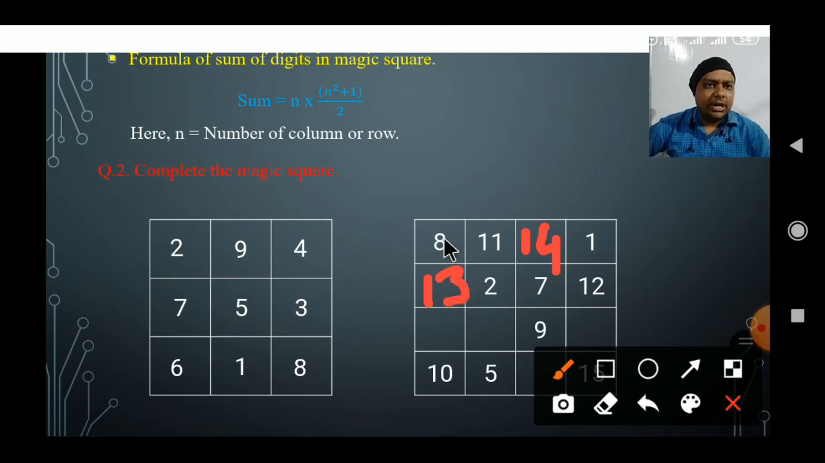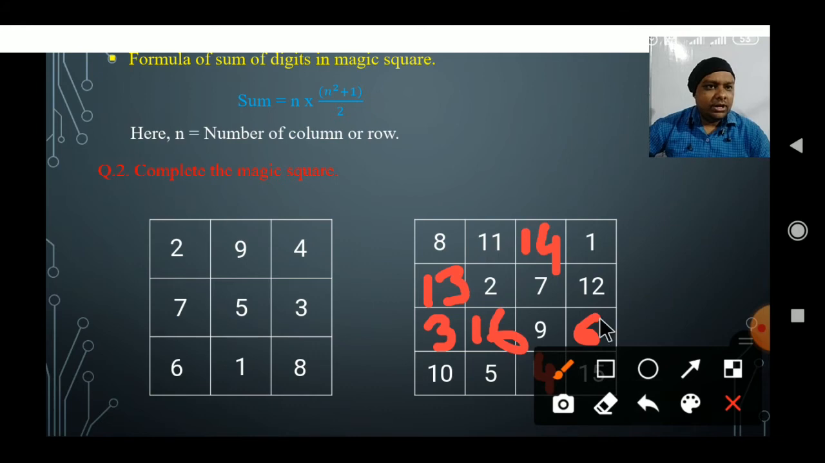Now 8 plus 13, 21 and 10, 31. Then here it should be 3. Okay. Now 11, 2, 13, 5, 18, 18 and 34. So here it will be 16. Now 16, 3, 19, 9, 28. Then here it should be 6. Same as downside, 10 plus 5, 15 plus 15, 30. Then here it should be 4.